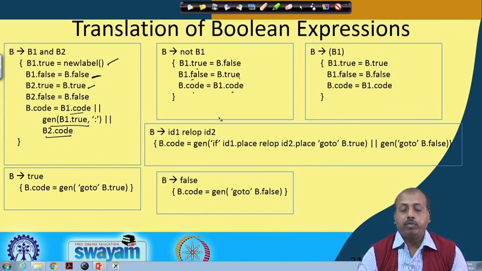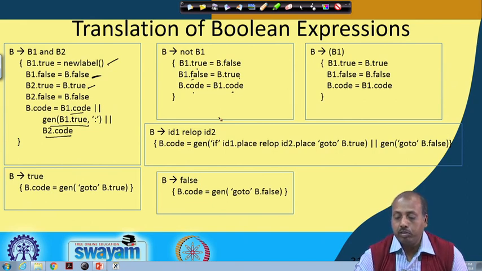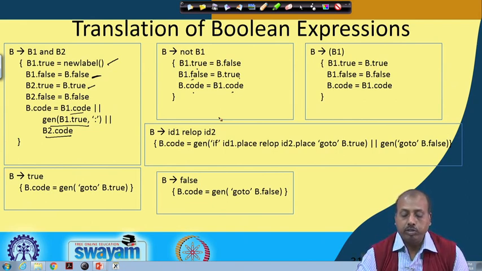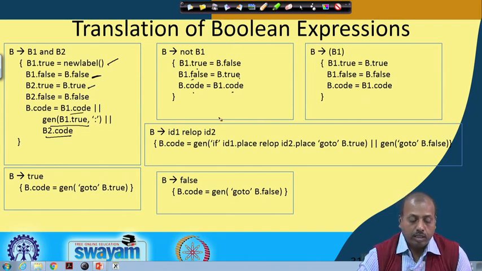So, on B1 becoming false, we should go there. Okay. So, then B within bracket B1. This is also very simple. B1.true equal to B.true, B1.false equal to B.false, B.code equal to B1.code. So, like that. Now, B producing true.